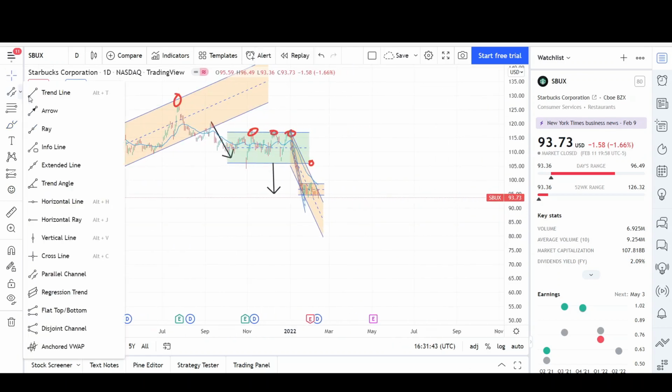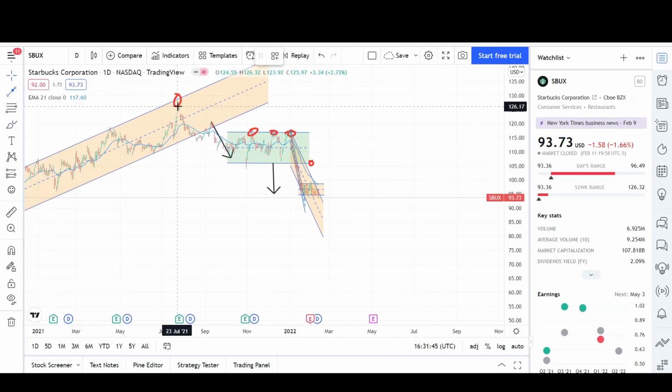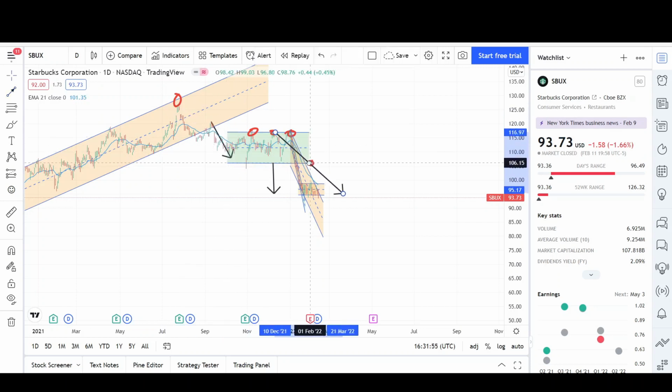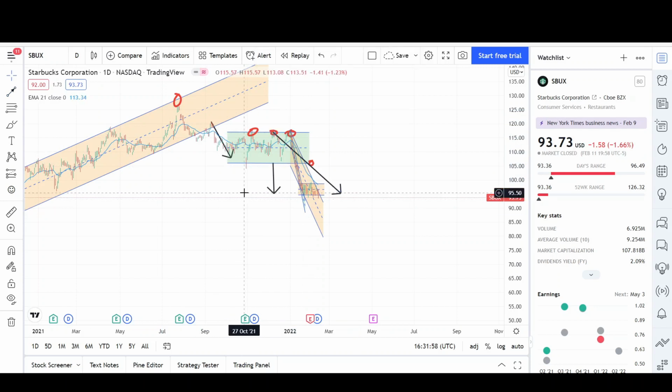Let me show you guys a measured move. So since we already had 2 legs back, and then we continue lower, there's a possibility that the measured move could be larger. So if I do that right here and I drag it up, the target for Starbucks was right at the $95 level, just like my range target.